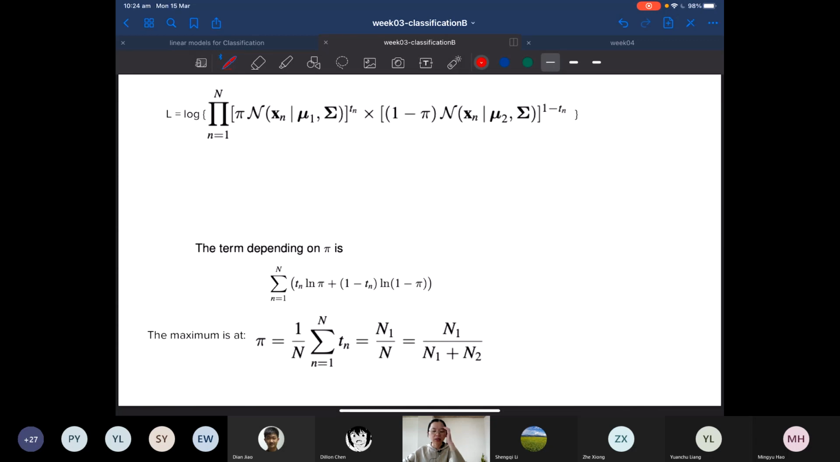We can stare at this, right? So log of a long product of terms. Basically, there's one term for each data point. It's either the first bunch, the one corresponding to class 1, or the one corresponding to class 2. So there are n of these terms, so it's roughly like L of pi and mu1. L is a function of pi, mu1, mu2, and sigma, they are shared. It's basically a sum that goes from n equals 1 to big N.